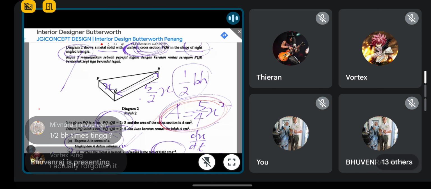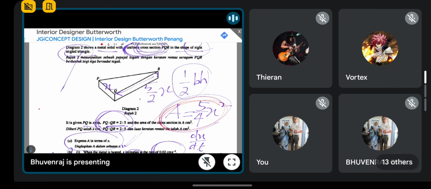What's the concept, guys? No, no, no. Not this one. Do you all see this, guys? Cross-section. Cross-section. Keratan rentas. What can we do over here? How can we get the volume from the cross-section? Macam mana kita boleh dapat isi padu dari keratan rentas tu?